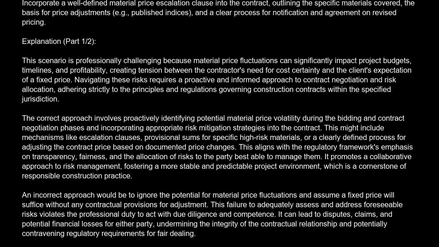The correct approach involves proactively identifying potential material price volatility during the bidding and contract negotiation phases, and incorporating appropriate risk mitigation strategies into the contract. This might include mechanisms like escalation clauses, provisional sums for specific high-risk materials, or a clearly defined process for adjusting the contract price based on documented price changes.